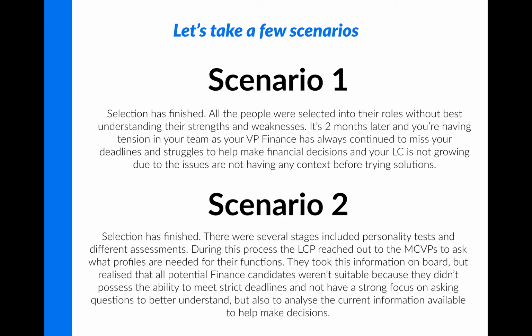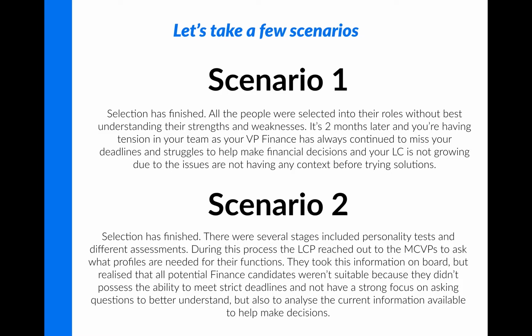So the first scenario is that your selection has finished and they were all selected into their roles without best understanding their strengths and weaknesses. Now it's 2 months later and you're having tension in your team as your VP Finance has always continued to miss the deadlines you set and struggle to help make financial decisions, and your LC is not growing due to the issues not having any context behind trying to find solutions.